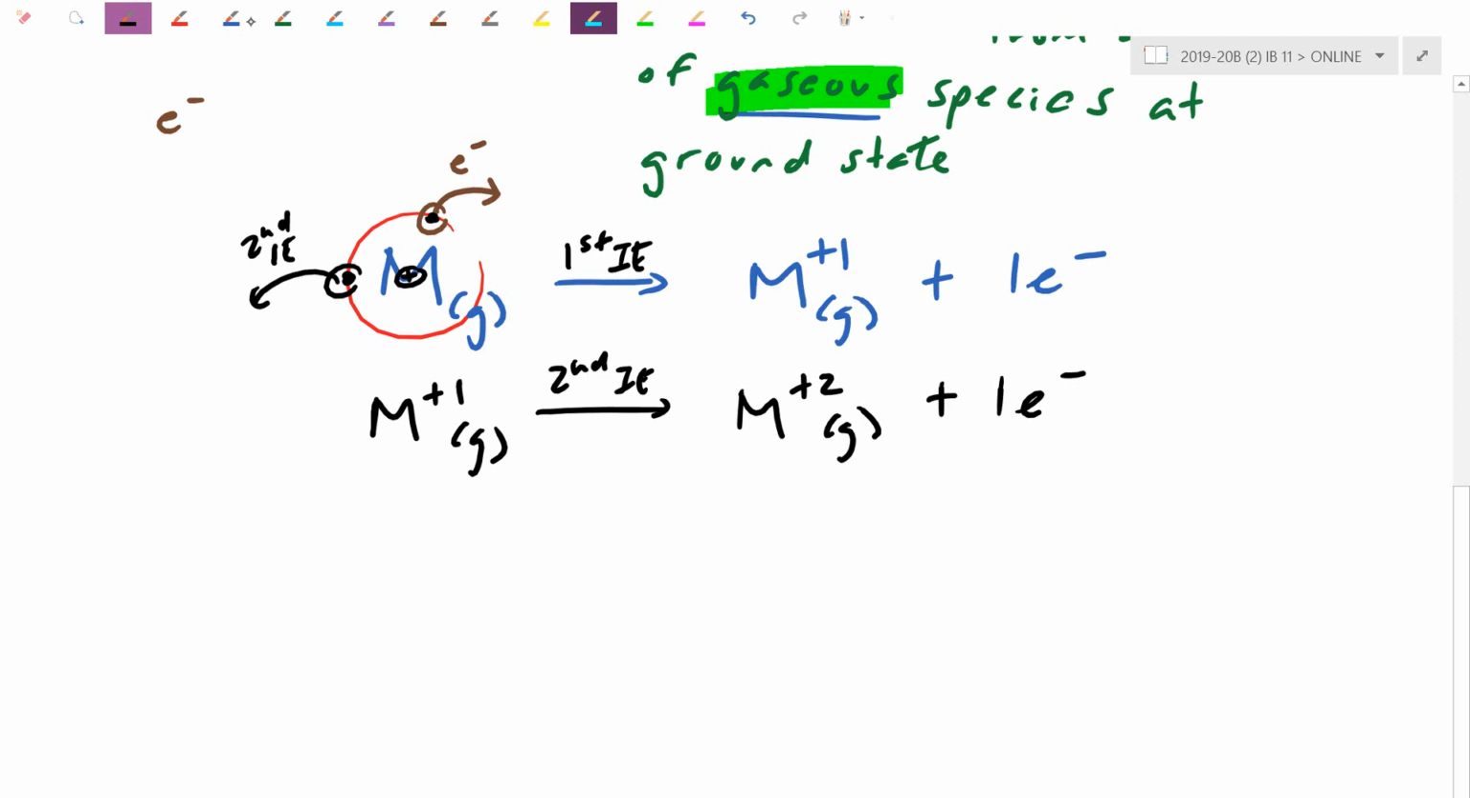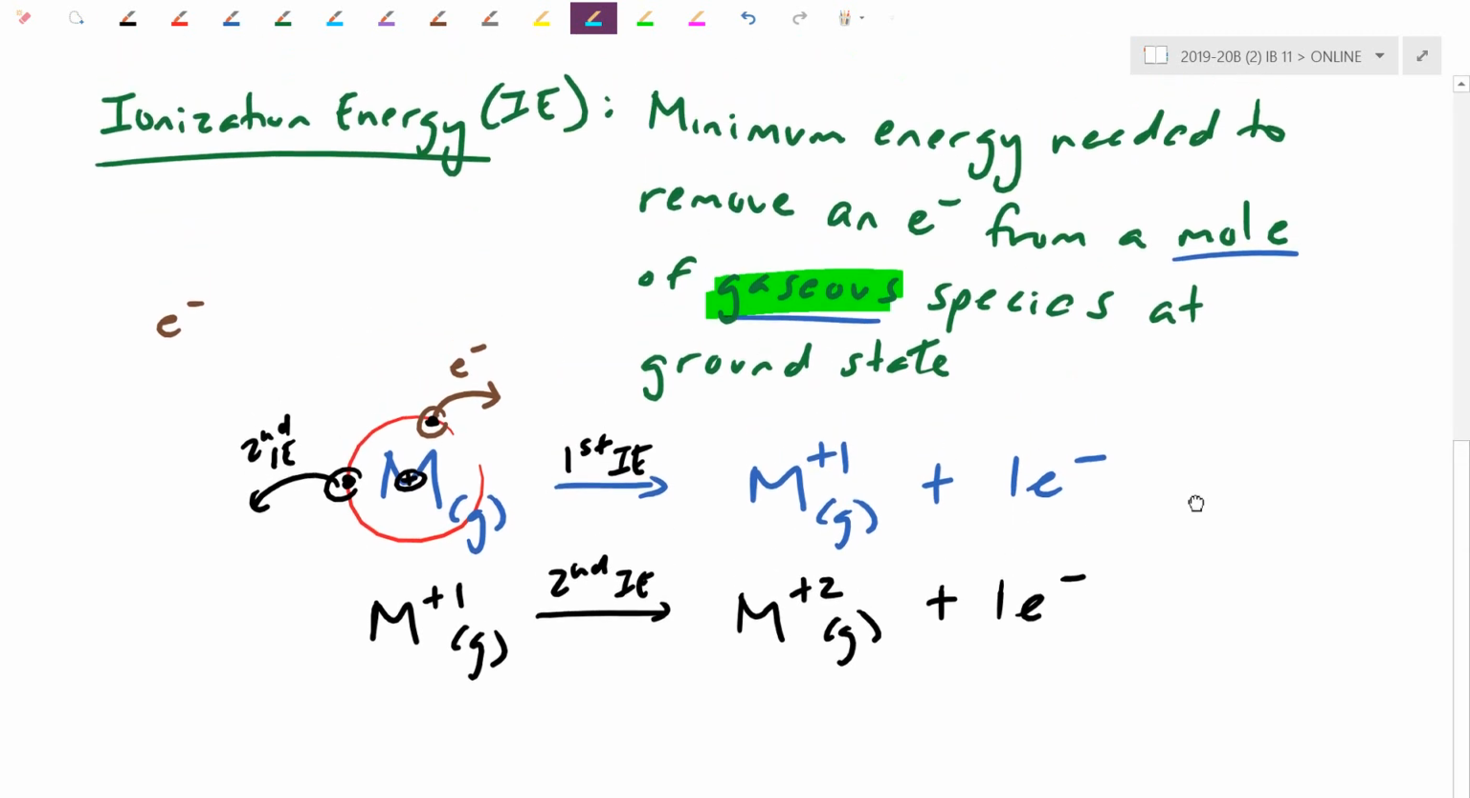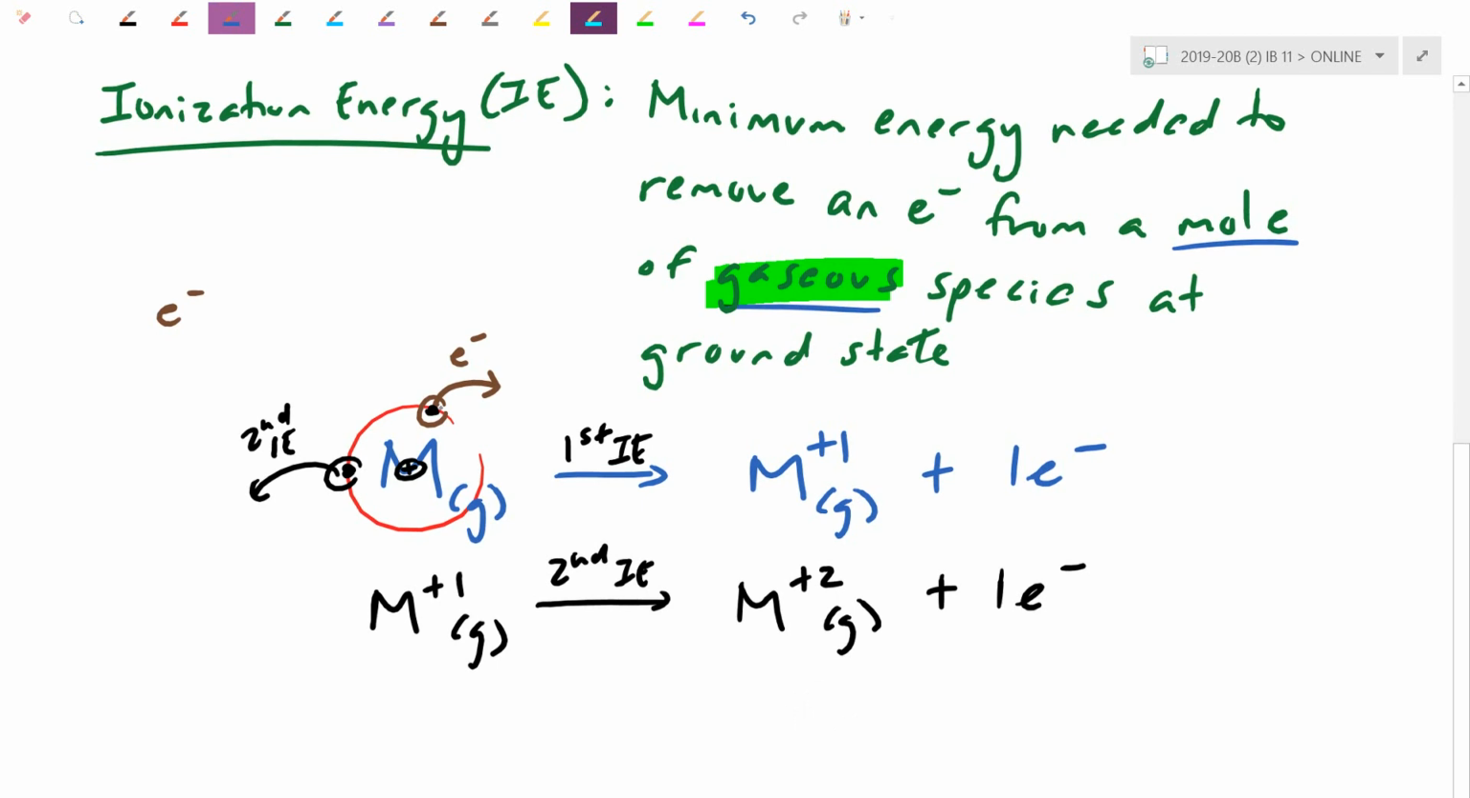When I start putting numbers to this, if you had to guess, which one do you think is going to be bigger? The difficulty to pull off the first one or the difficulty to remove the second one? If you said the second one, you would be correct here.